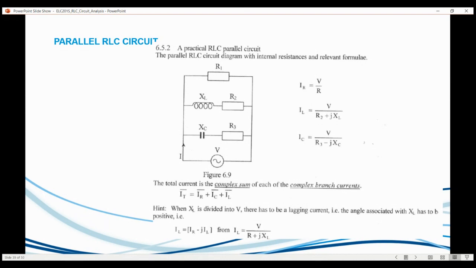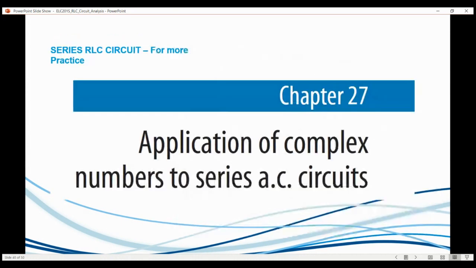And then they do talk about a hint: when XL is divided into V, there has to be a lagging current associated with XL. I'm not really wanting to talk about all those things, but the idea is that the total current is a sum of all three. I can't say complex sum actually, more like a vectorial sum.